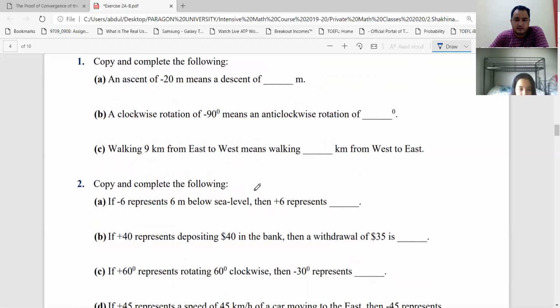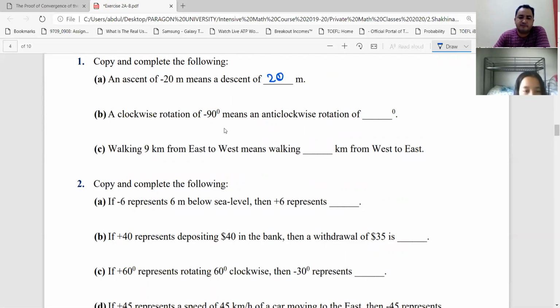Copy and complete the following. A. An ascent of -20 meters means a descent of blank meters. 20 meters, right? Why? Because opposite. Ascent of -20 meters means it's going down. So descent of 20 meters, that means it's going down, right?